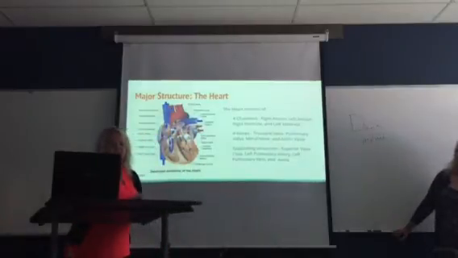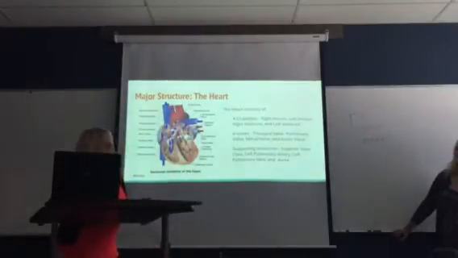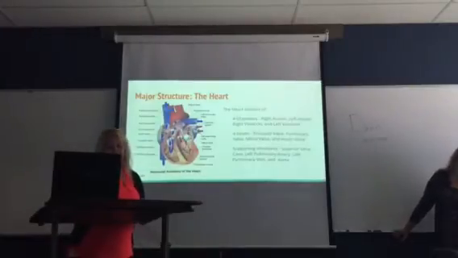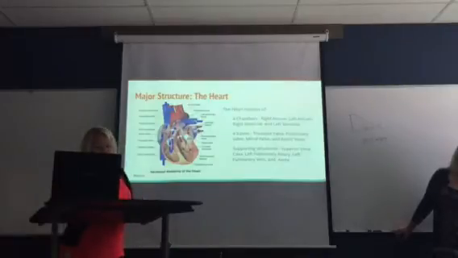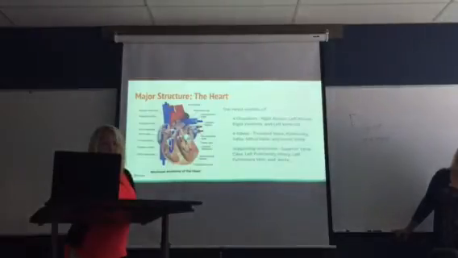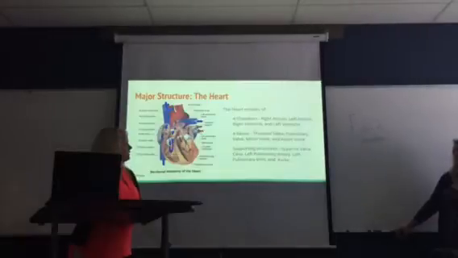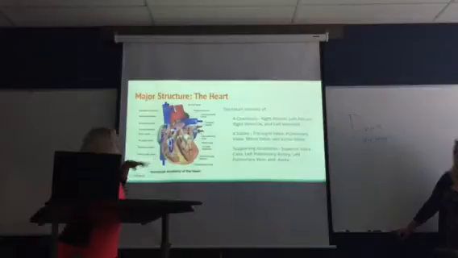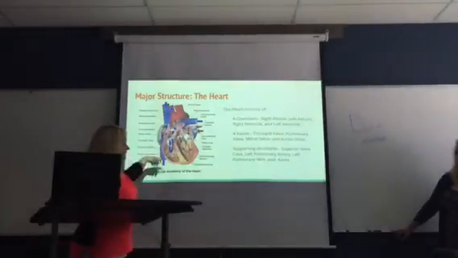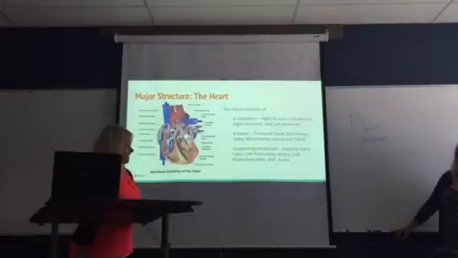All right, the major structure of the cardiovascular system is the heart, which consists of 4 chambers, 4 valves, and supporting structures. So for your 4 chambers, you have your right atrium, your left atrium, your right ventricle, and your left ventricle. Your 4 valves, you have your tricuspid valve, your pulmonary valve, your mitral valve, and your aortic valve. And your supporting structures are your superior and inferior vena cava, and your left pulmonary artery, your left pulmonary vein, and your aorta.